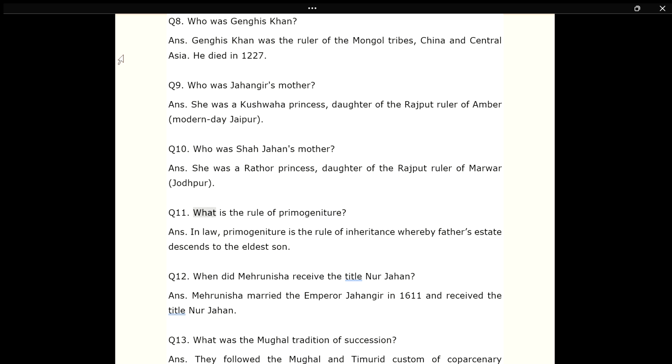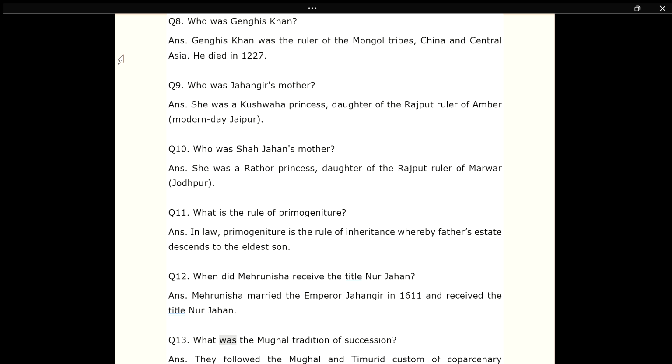Q11. What is the rule of primogeniture? Ans. In law, primogeniture is the rule of inheritance whereby the father's estate descends to the eldest son. Q12. When did Mehrunisa receive the title Nur Jahan? Ans. Mehrunisa married the Emperor Jahangir in 1611 and received the title Nur Jahan.